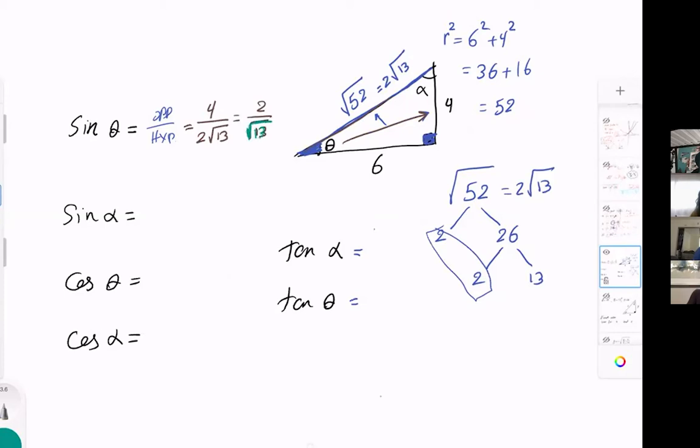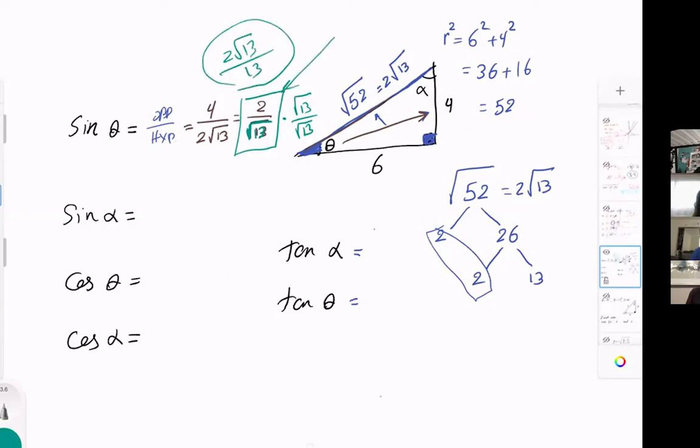We cannot have a radical in the denominator. But it seems like, in your homework, I saw that the system accepts this. But next year, you need to rationalize it by multiplying by radical 13 over radical 13. This will be 2 radical 13 over 13. So for now, I'm going to keep it like this. Sine of alpha, with opposite over hypotenuse, is 6 over 2 root 13. This is 3 over root 13.